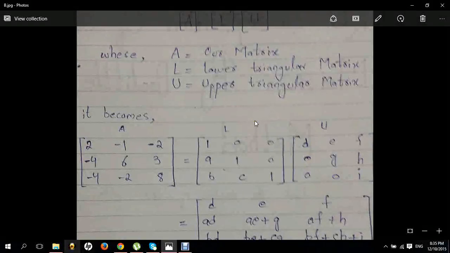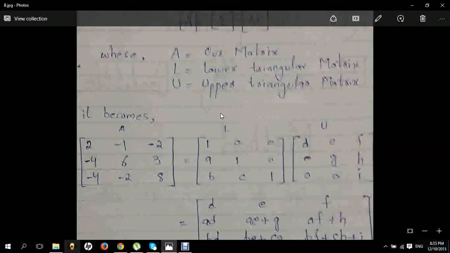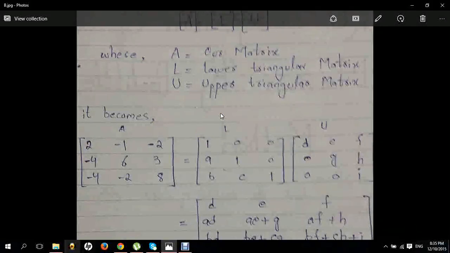The main thing to notice in this matrix is that on the diagonal of the matrix L, we have 1, 1, and 1. This is the special thing about Doolittle method. So whenever you use this method, always consider this thing, that you have to put 1, 1, 1 at the diagonal of the lower matrix.